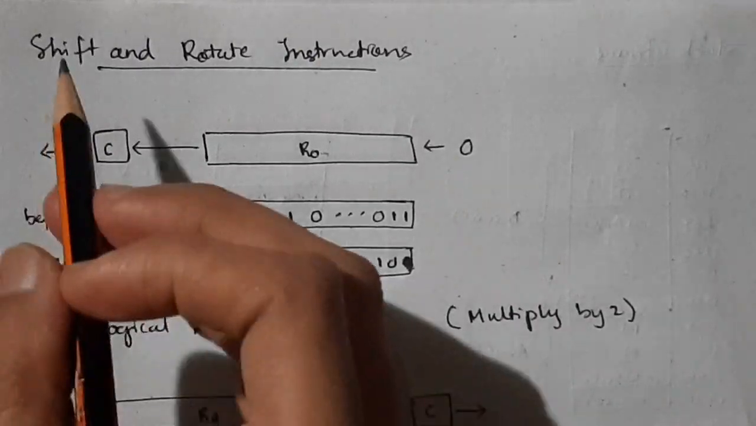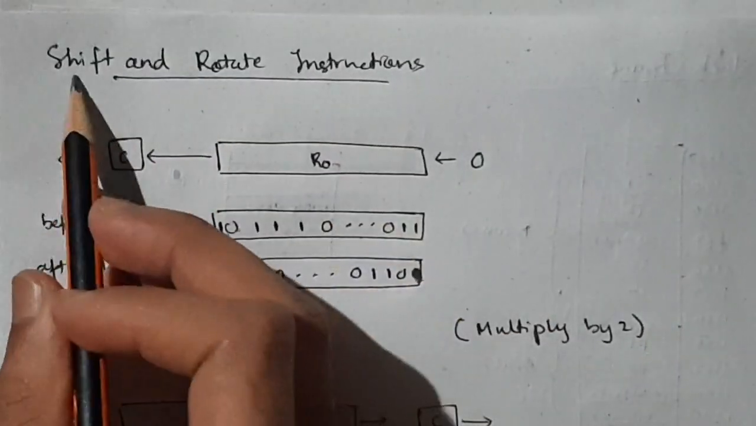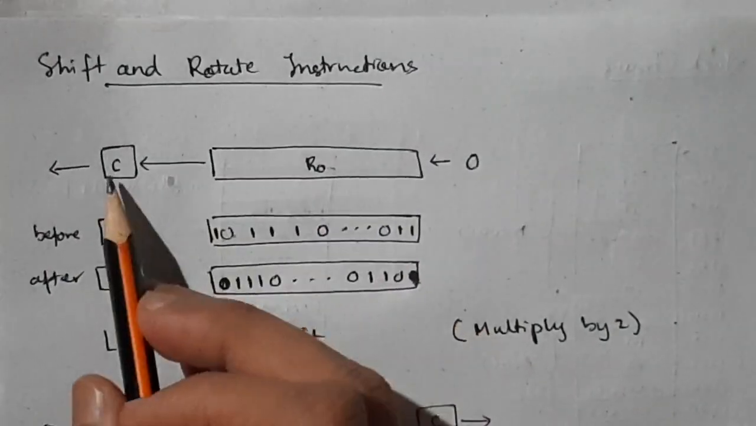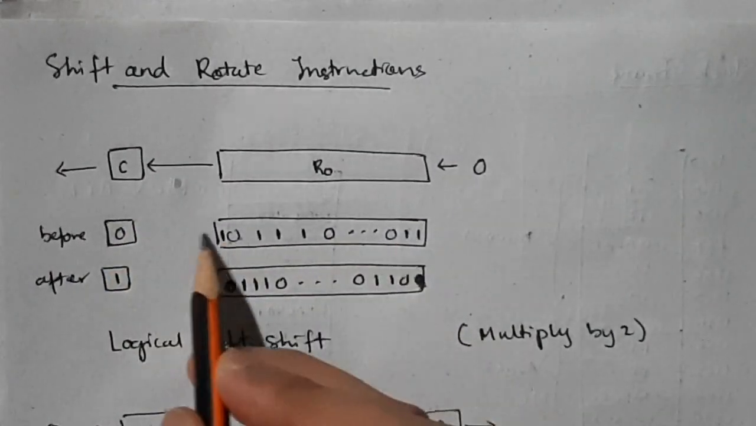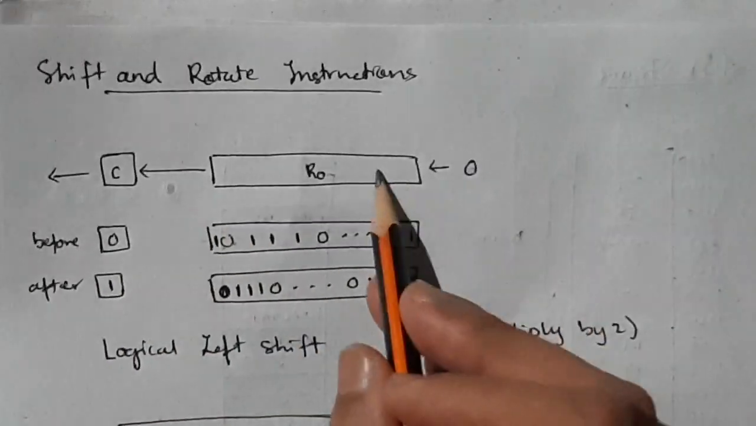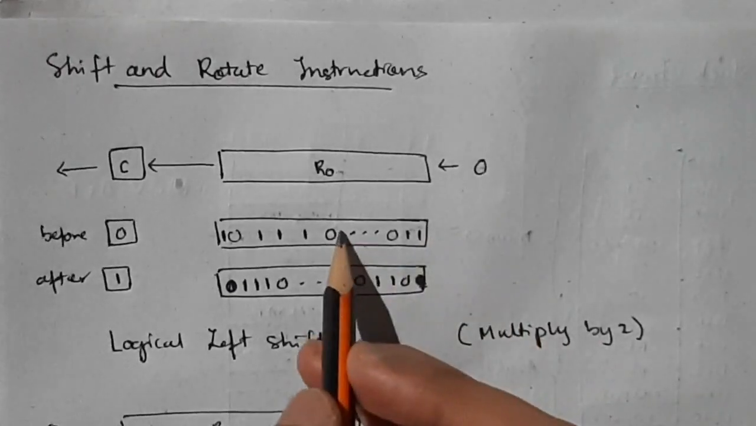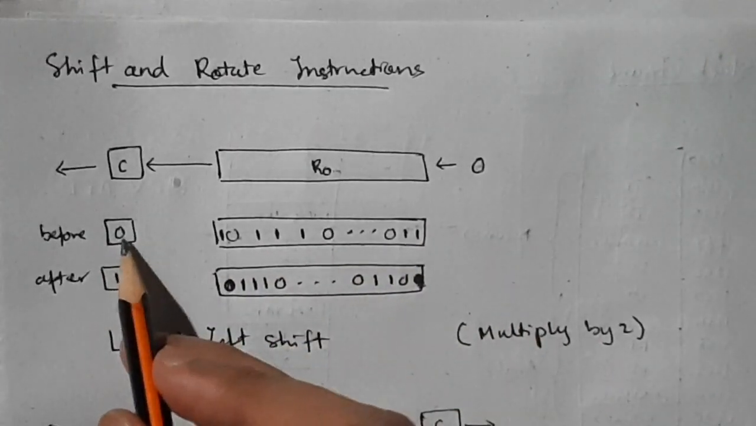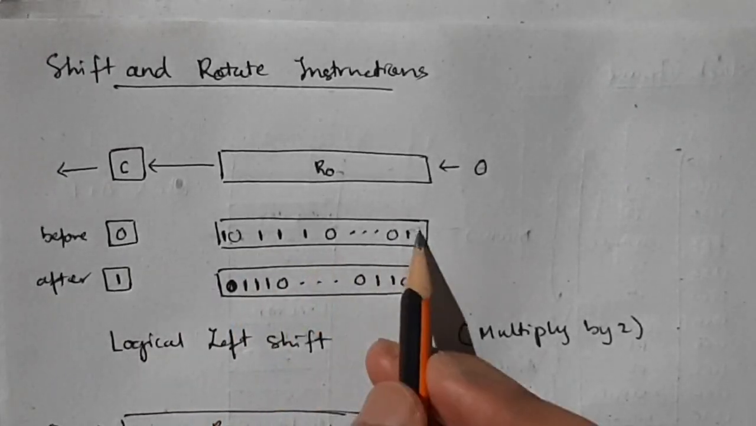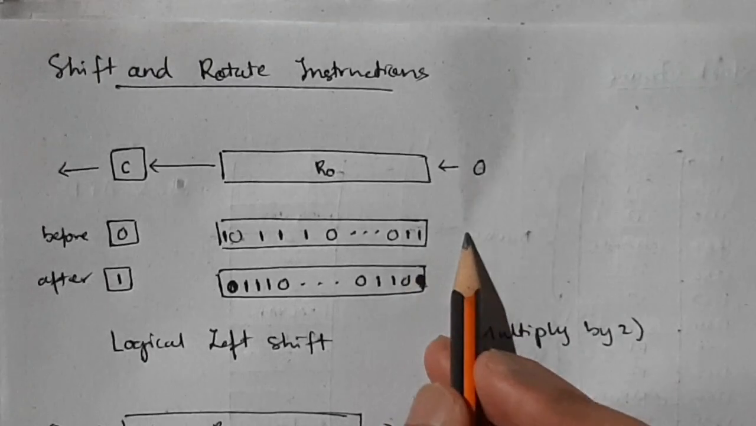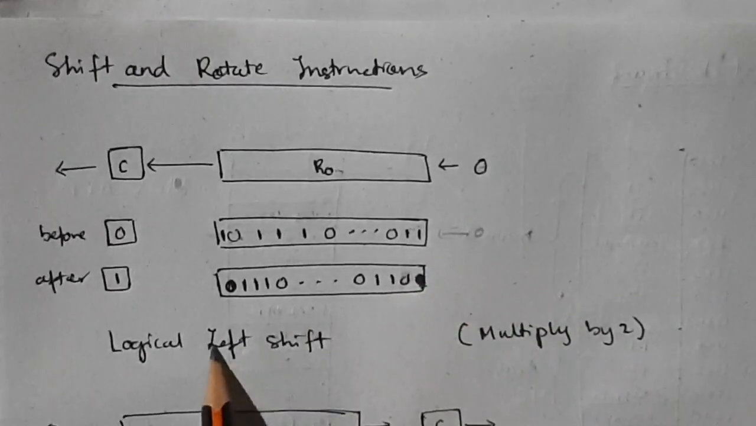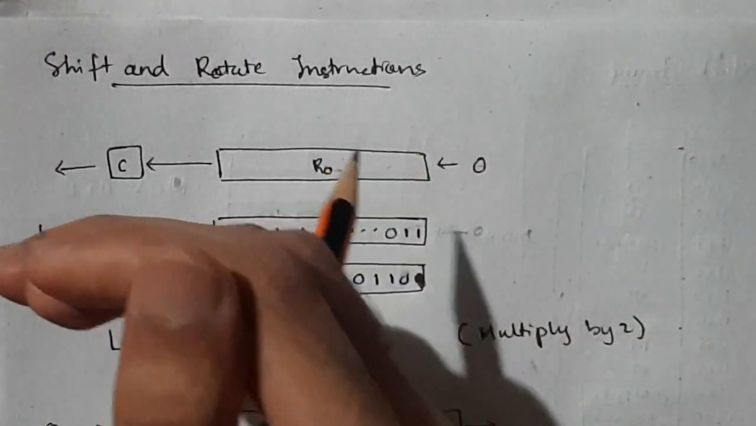Here we have two concepts, shift and rotate instructions. Let's see one by one. Shift instruction. In shift instruction, suppose that before you had these numbers, this is in the register and this in the carry. Now what does shift do? If I insert a 0 from here, this all will be shifted left by one side. So this 1 will come here, this 0 will come here, this 1, and so on. And the last 1 was here, so when I inserted 0 here, this 0 will come and stay here. That is known as logical left shift, because I am shifting the bits by left.